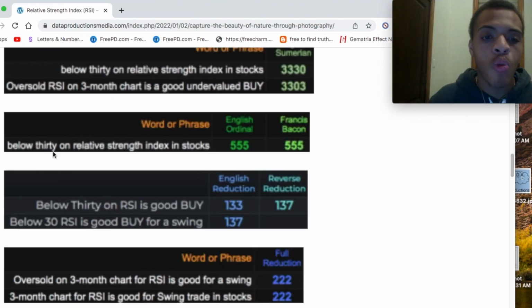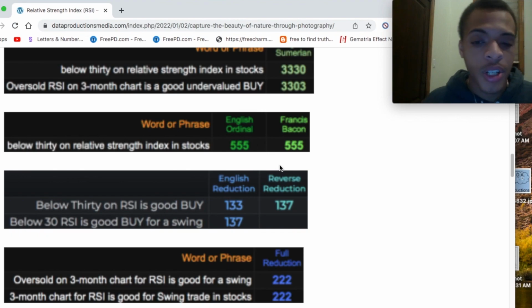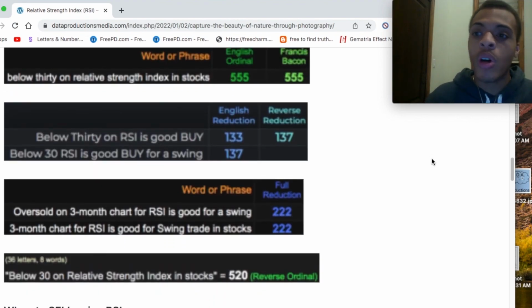Below 30 on relative strength index in stocks. Again, below 30 spelled out. 555 English ordinal. 555 Francis Bacon. That 222 in the flip, remember. Those flip mirrors. And then we go to the English reduction ciphers.